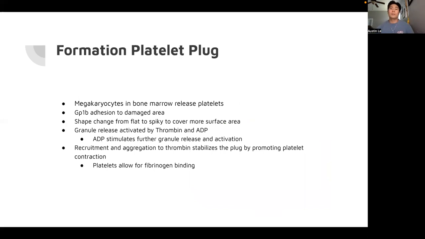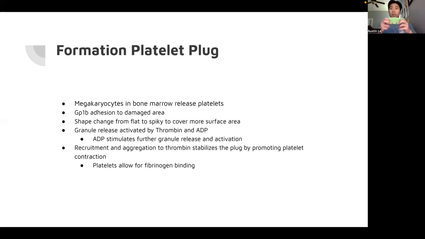Second in the mechanism would be the formation of the platelet plug, also known as primary hemostasis. Platelets form clots, and they come from megakaryocytes, which come from bone marrow. GP1B, also known as our glycoprotein, acts as adhesion to damaged areas.